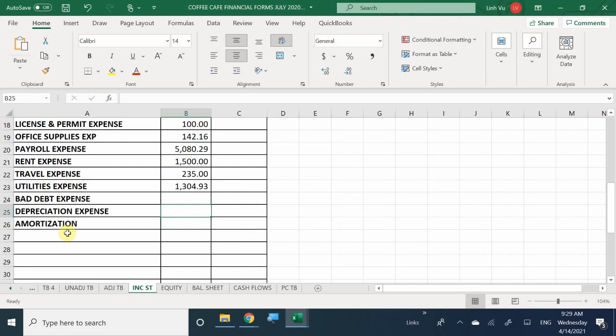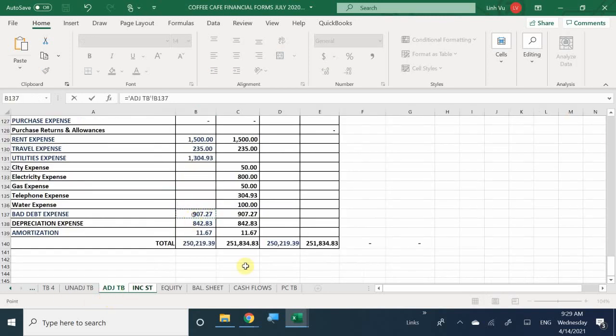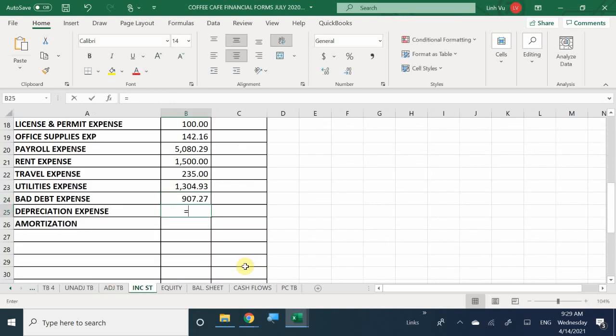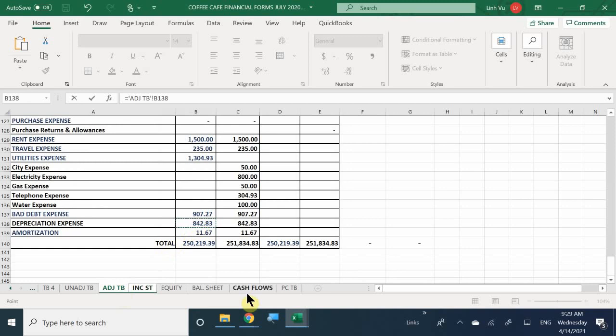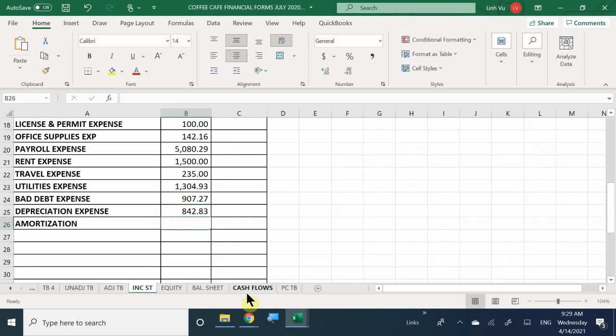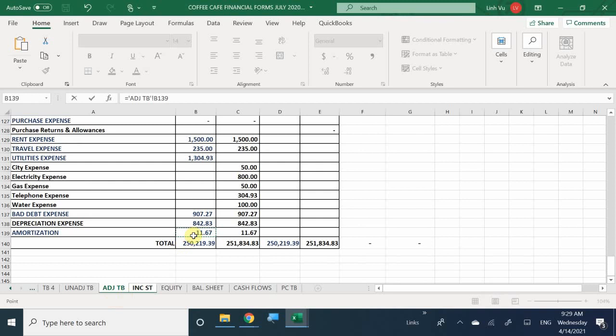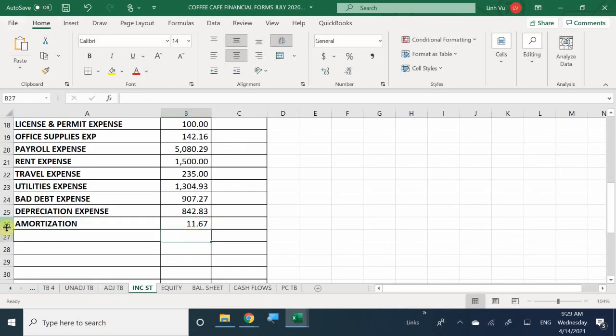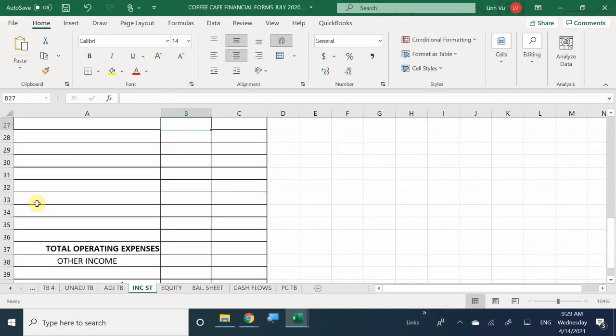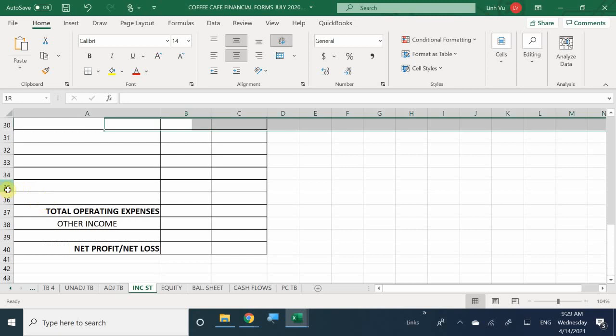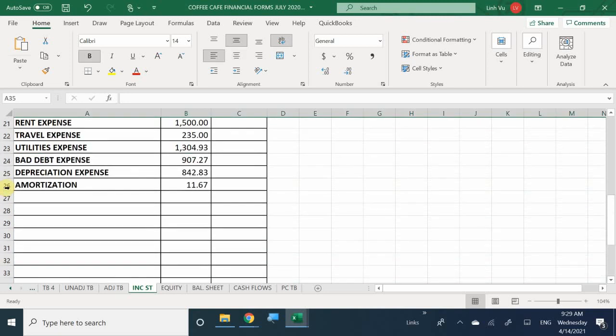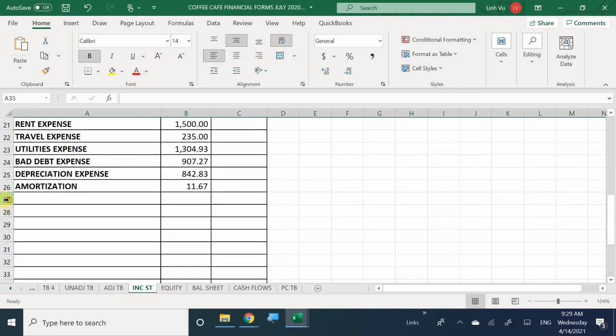Okay, and each one. So what was my bad debt expense? 907.97. Okay. My depreciation. And my amortization. Okay, so there you go. That's all of my operating expenses. So what I'm going to do is delete all this so I can tidy up my workspace here.